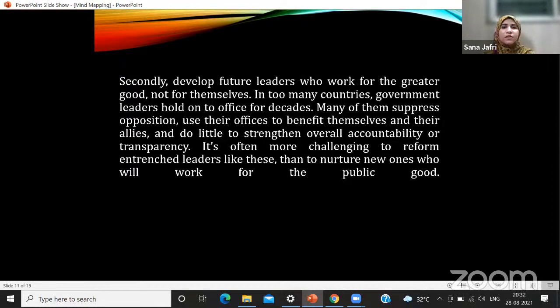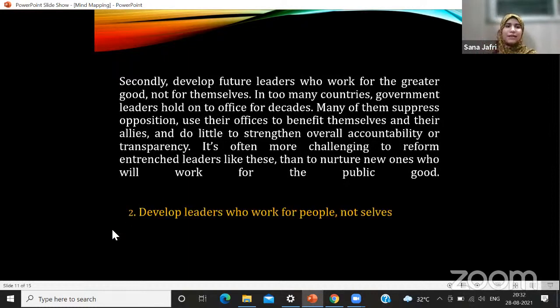home that point. So it is saying that you should develop leaders who work for the public, not for themselves. Right? And they're saying that you have so many leaders who rule over countries for decades, and they suppress opposition, they benefit themselves, and it's very difficult to reform such leaders. It's better that you nurture new ones who work for the public good. So again, look at this. One short sentence is summarizing it so beautifully.